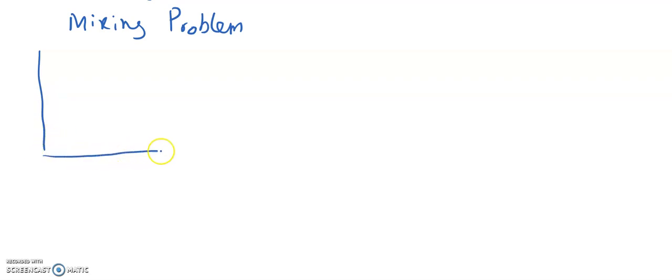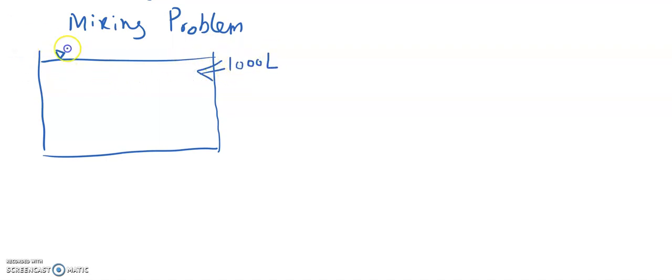So let's talk about the tank mixing problem. Again, mixing problem. So we have a tank. This tank is holding 1000 liters of water. So that means it has 1000 liters of water. And then some brine solution is being pumped into the tank at the rate of 10 liters per minute.